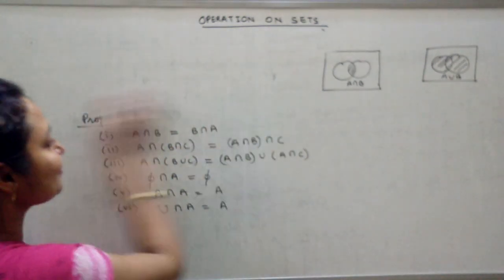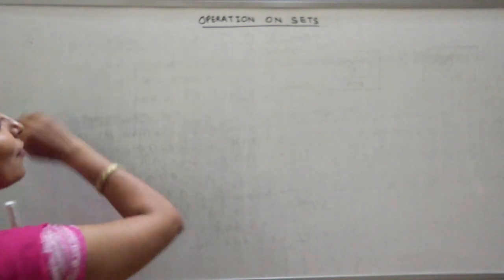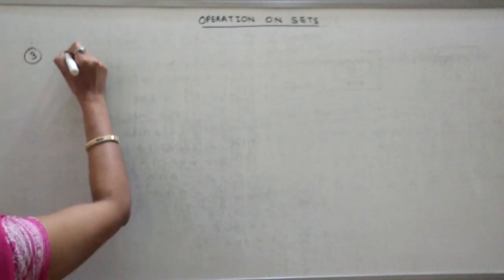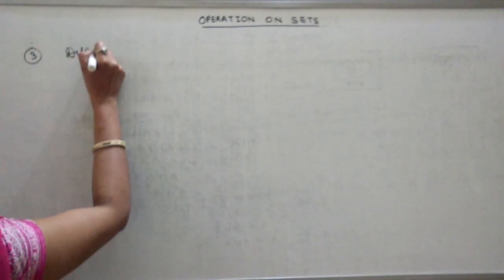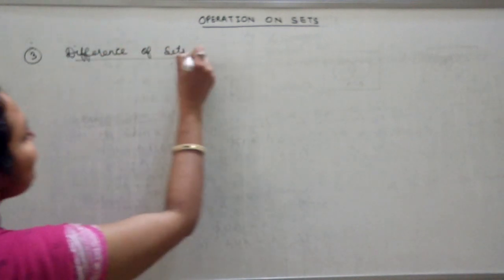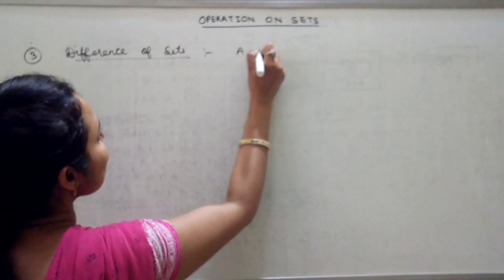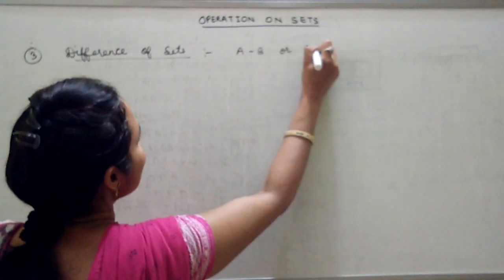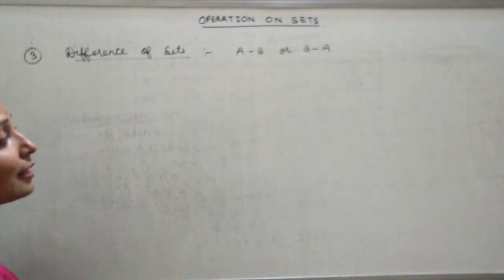Difference of sets. What is the meaning of difference? It does not mean that you have to subtract. You have to exclude. Difference of sets is represented by A minus B or B minus A, with the same negative sign as subtraction.